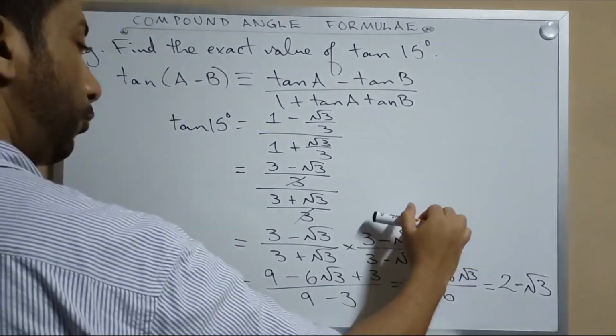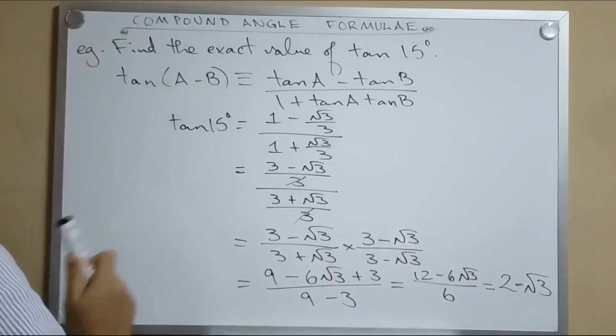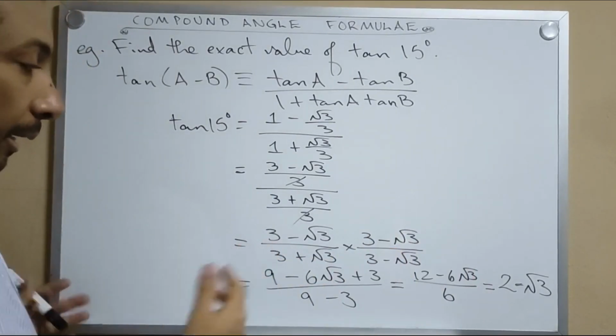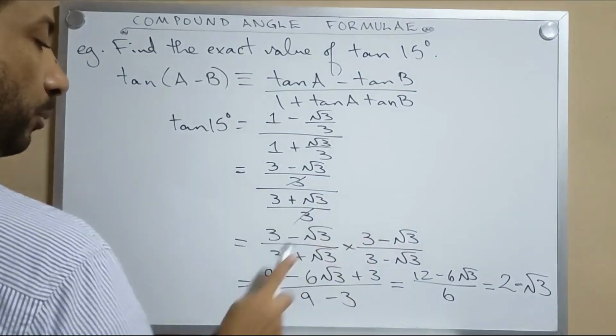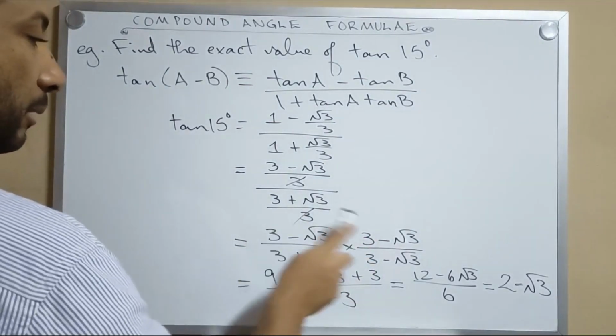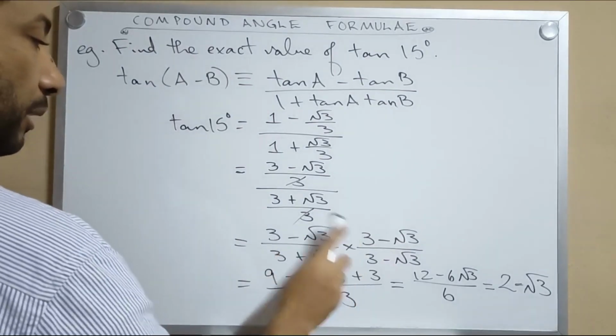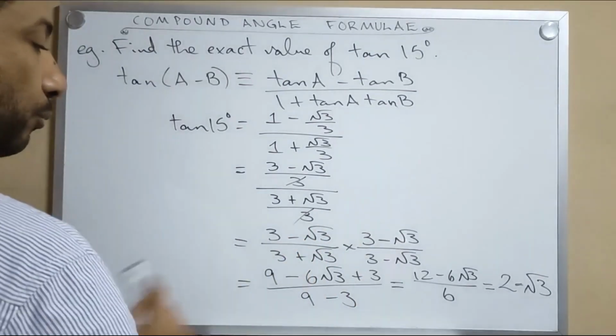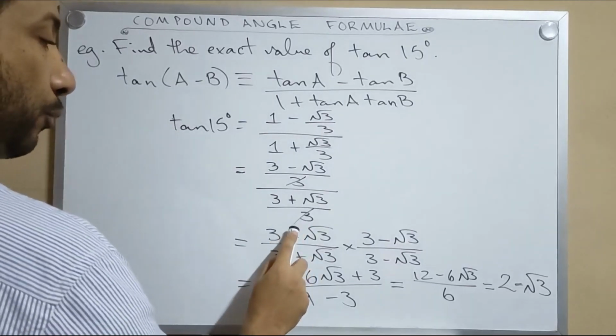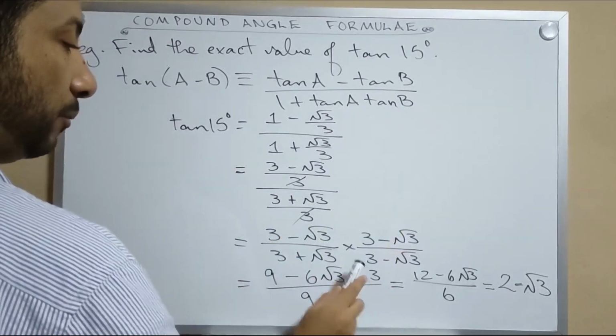So I'll multiply by 3 minus root 3 for both the numerator and denominator. In doing so, I have 3 times 3, which is 9, 3 times negative root 3, and another 3 times negative root 3 will give me a negative 6 root 3, and then a negative root 3 times a negative root 3 gives me a positive 3.